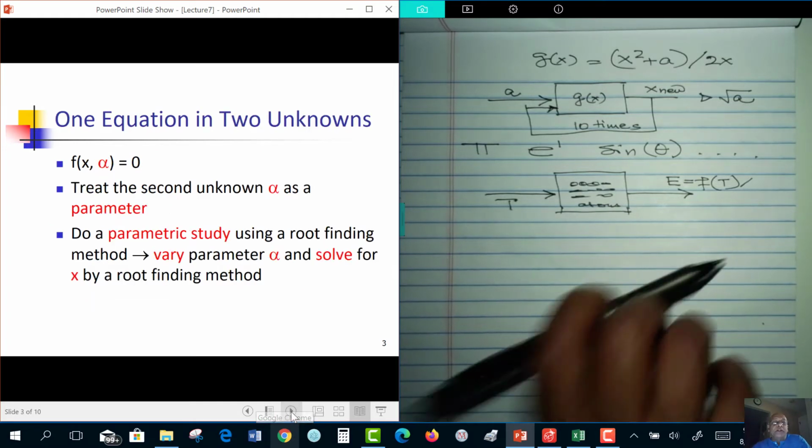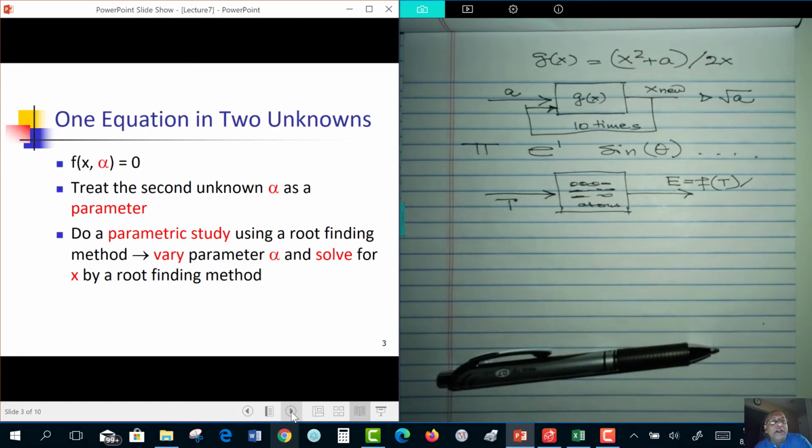All right, if you're not impressed so far, let's see. Can we solve one equation and two unknowns? When we look at one equation and two unknowns, we have this function. Let's say our two unknowns are x and alpha. So what we do is we treat our second unknown, alpha, as a parameter, and we do a parametric study using a root finding method. So we'll vary parameter alpha and solve for x using a root finding method.